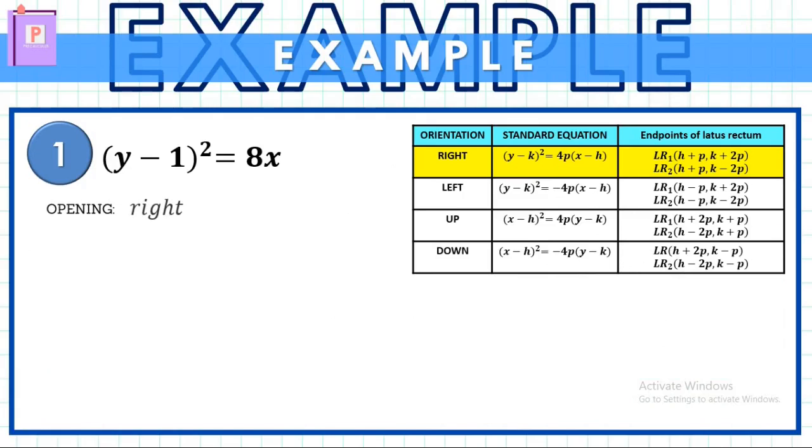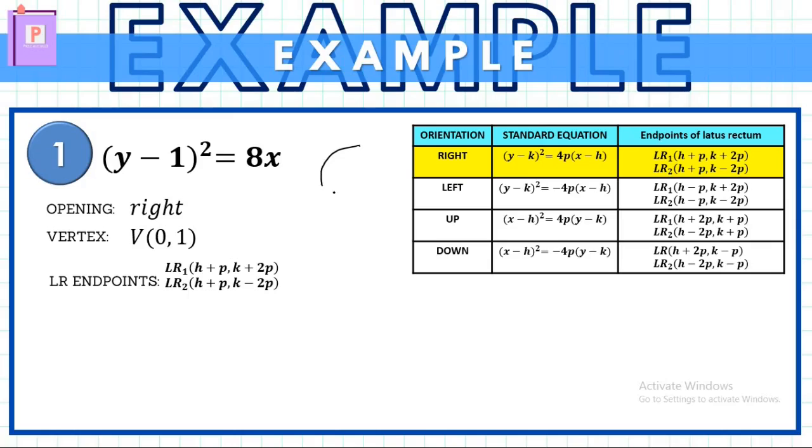This is a parabola that opens to the right. The vertex is at (0, 1). So to plot the endpoints of the latus rectum, we will be using this formula. Let's try to illustrate here a parabola that opens to the right and how we were able to obtain the formula. The vertex is here, the focus is to the right, then the endpoints of the latus rectum are above and below the focus.